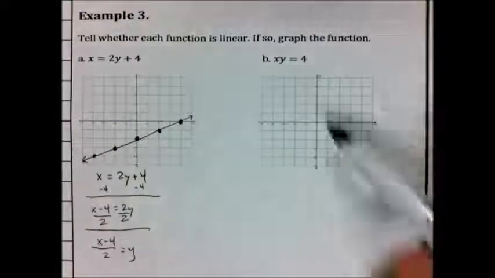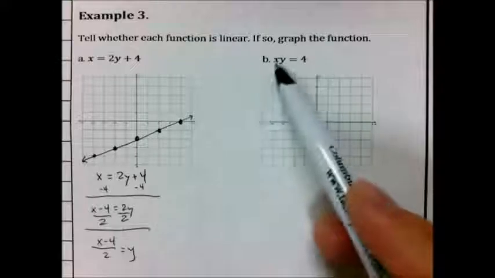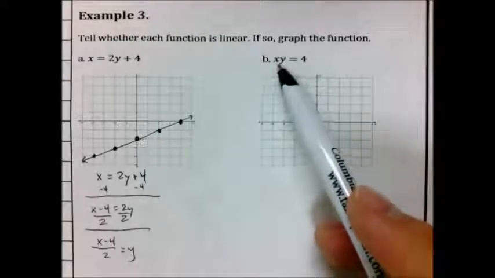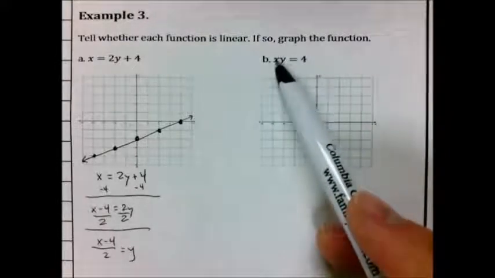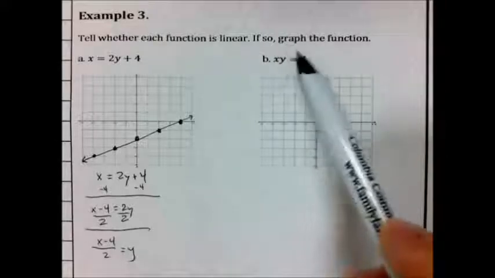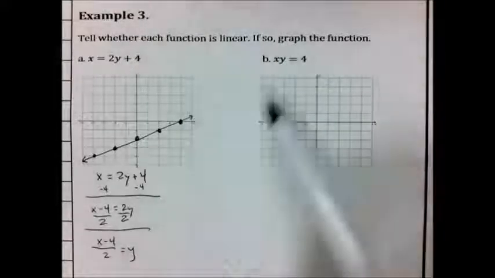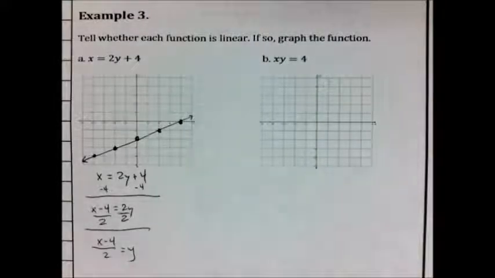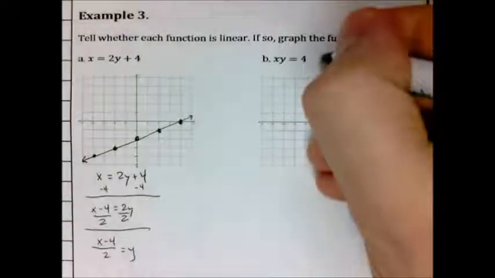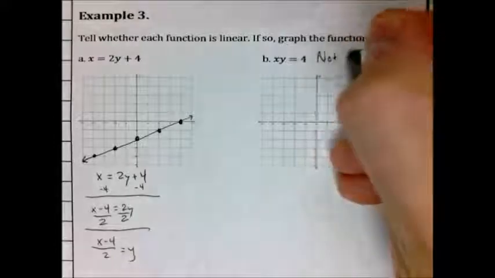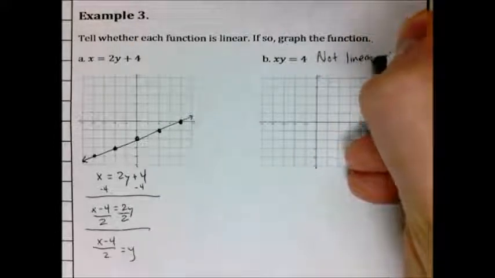Now for B, we first need to remember to find out, is this a linear function? We've got x times y, and that is against our second statement up above. X and y cannot be multiplied in order to be linear. So what we have to write here is that this is not linear.